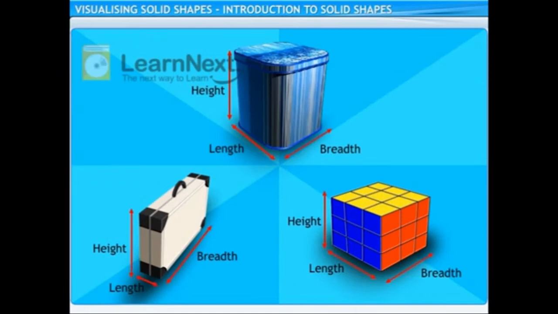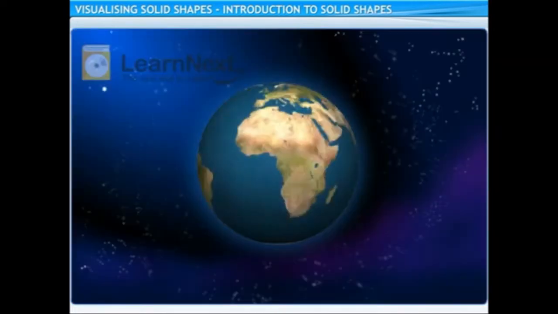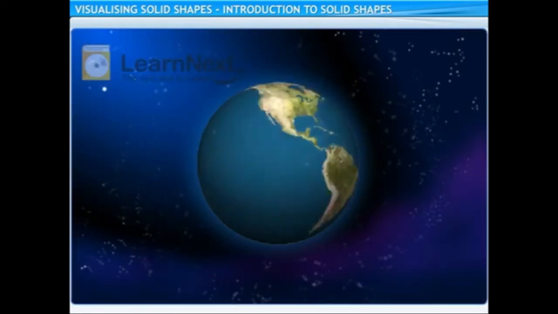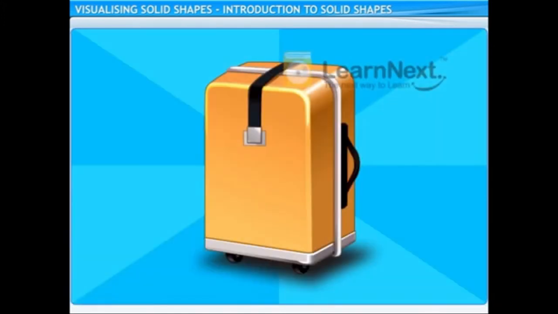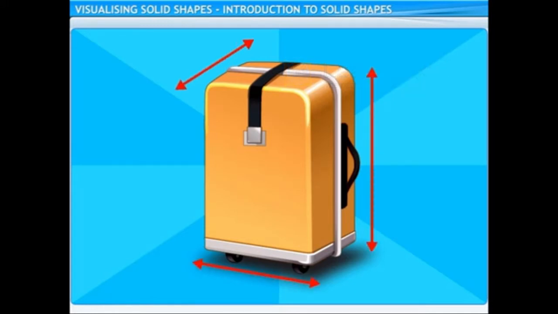We come across many objects in our daily lives that have length, breadth, and height or depth. Take a look at the Earth, for instance. It resembles a sphere. While packing for a trip, have you ever noticed the shape of a suitcase or a trunk? That too has 3 dimensions.